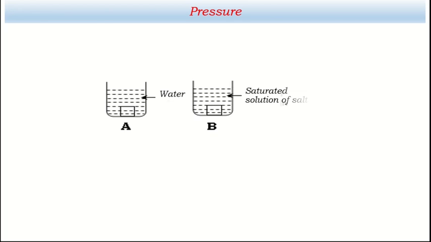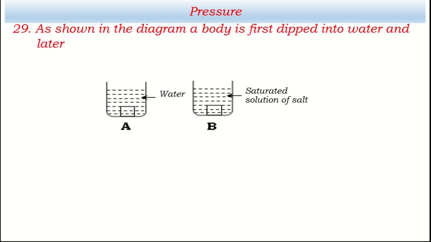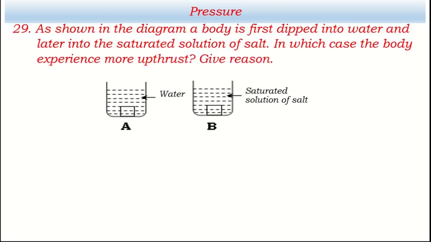Okay, let's have another question. This is the diagram given. And what is the question? As shown in the diagram, a body is first dipped into water and later into a saturated solution of salt. In which case does the body experience more upthrust? Give reason. Certainly, we know that in case of B, the body experiences more upthrust because the density of the saturated solution of salt is more than water.